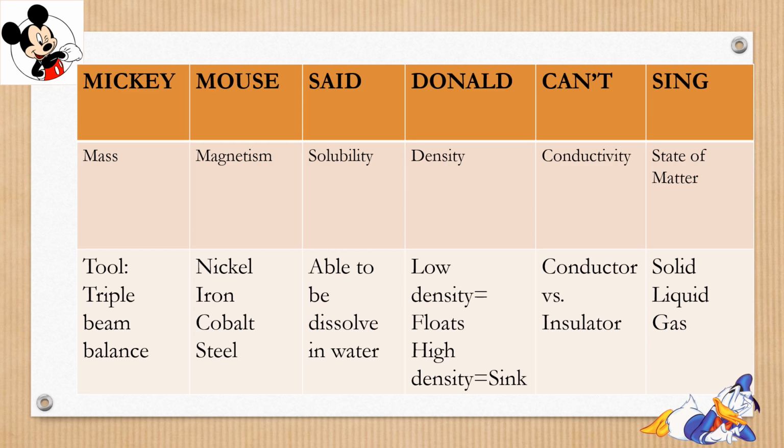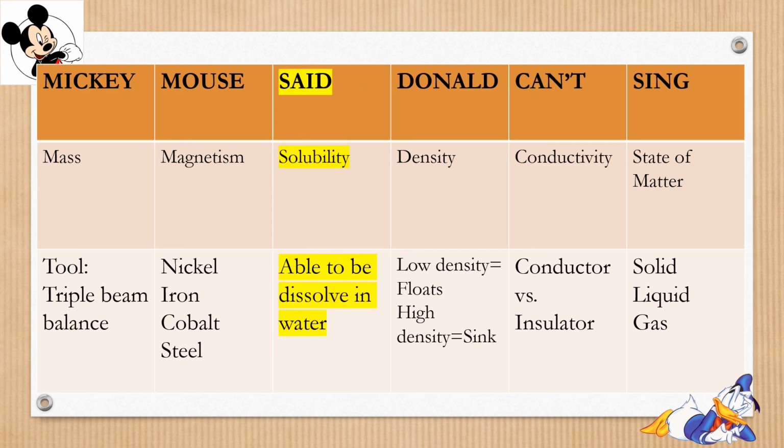M. M stands for mass. Remember that we can use a triple beam balance to measure mass in grams. Magnetism. We use the strategy of Nix. Solubility. We remember the definition, able to dissolve in water. D for density. Remember the low density floats, high density sinks. Conductivity. Conductors allow electricity to flow. Insulators block the electricity or energy. State of matter. It is solid, liquid, and gas.